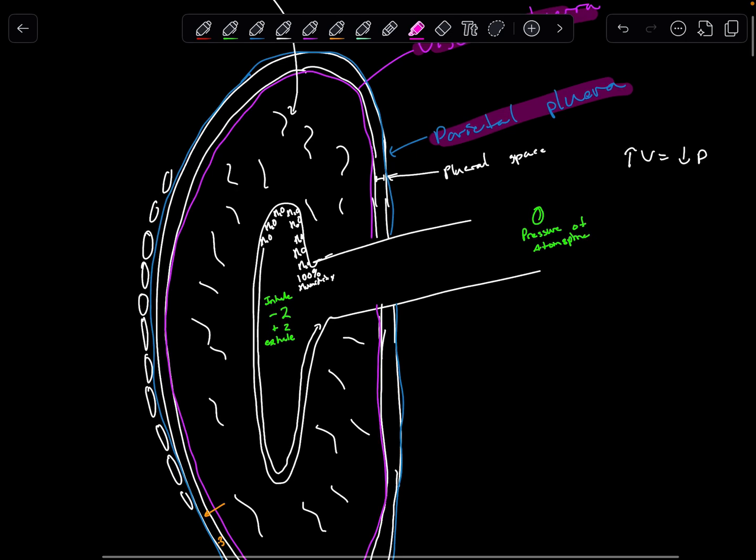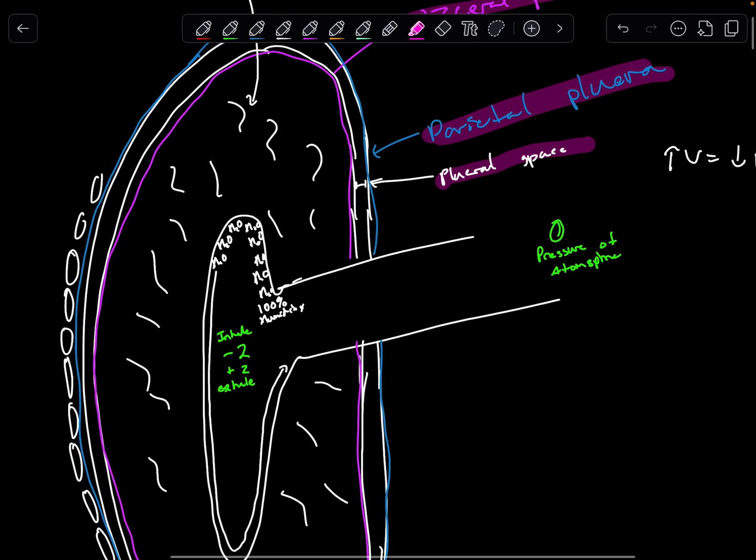Now in between these two layers is called the pleural space, or the intrapleural, and then continue on to that, the pleural cavity. And now this is filled with fluid and allows these two membranes to slide against each other because there's liquid filled in between, and it creates surface tension.